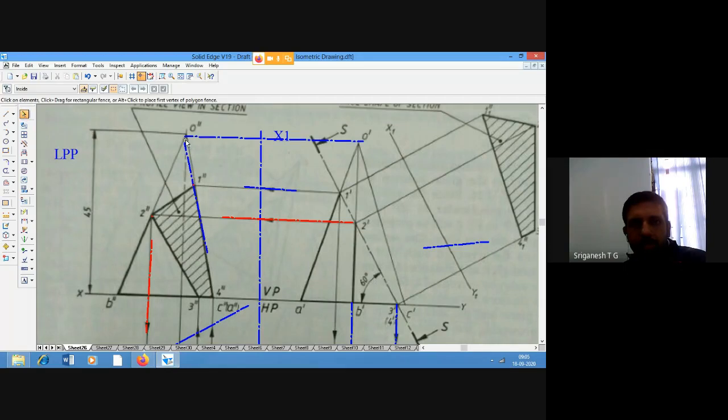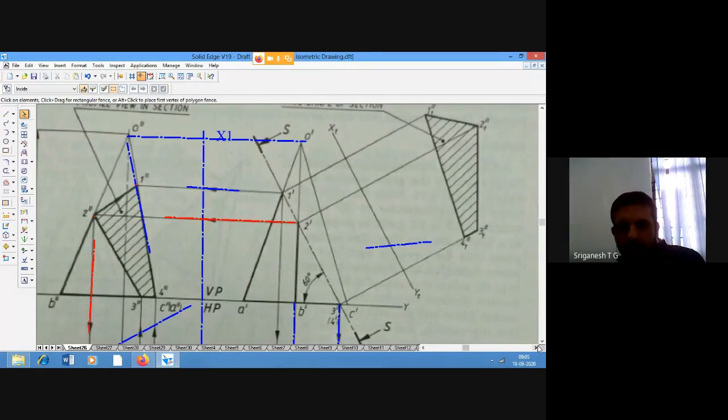See here in side view, from B double dash to 2 double dash it is a dark continuous line. From 2 double dash to O double dash it is a thin continuous line. So these things you have to be careful, right? Okay, now we have drawn the front view, top view and side view.